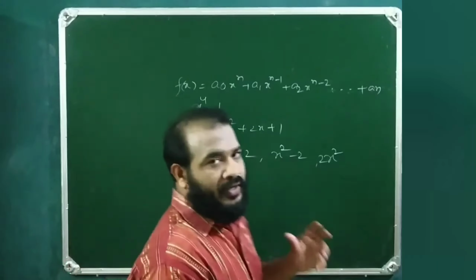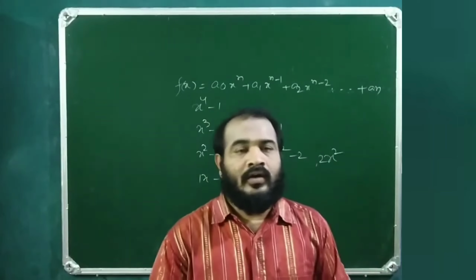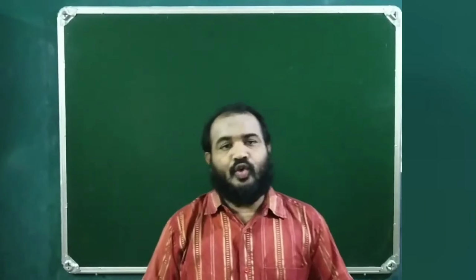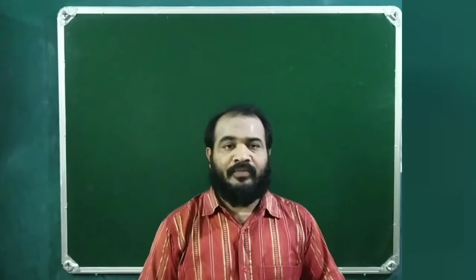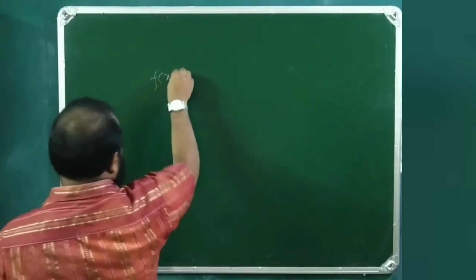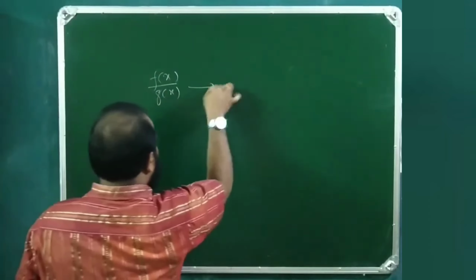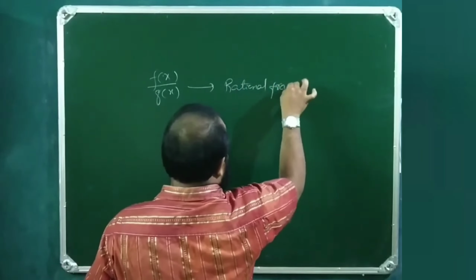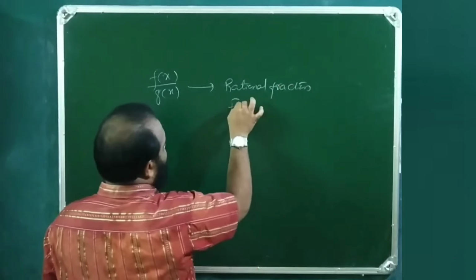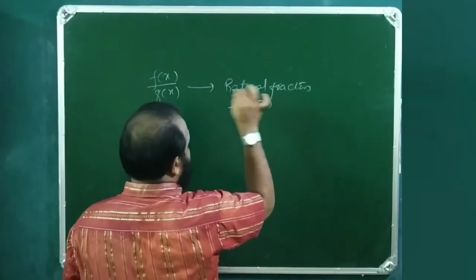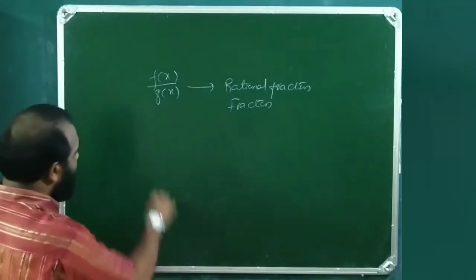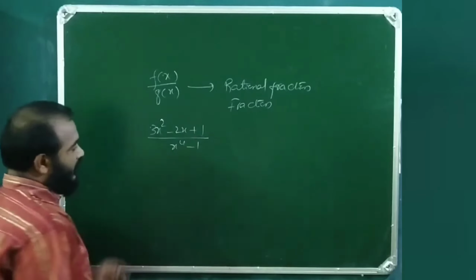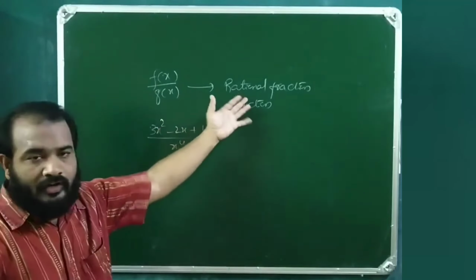And after that, polynomial. So we have fraction. If f of x and g of x are two polynomials, then f of x by g of x is said to be a rational fraction, or simply fraction. So for example, 3x square minus 2x plus 1 by x power 4 minus 1 is an example of a rational fraction.